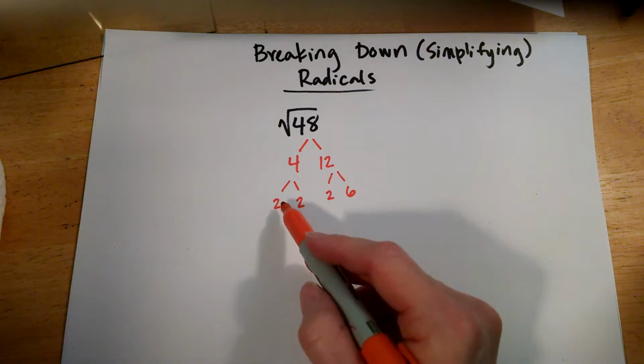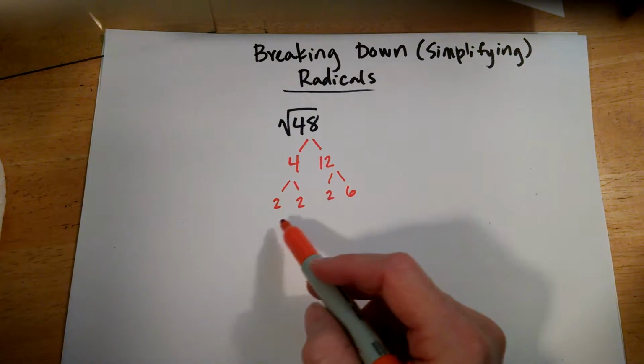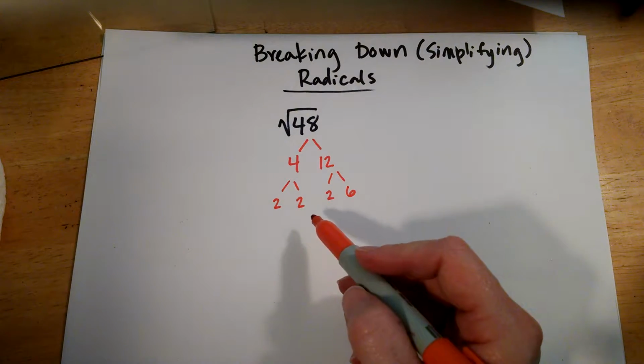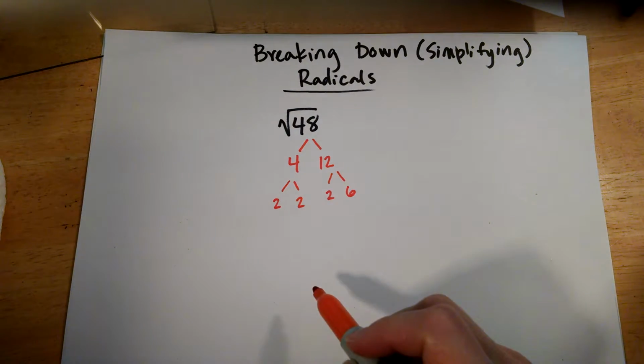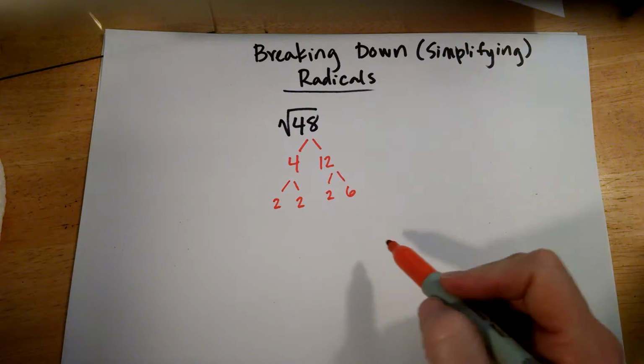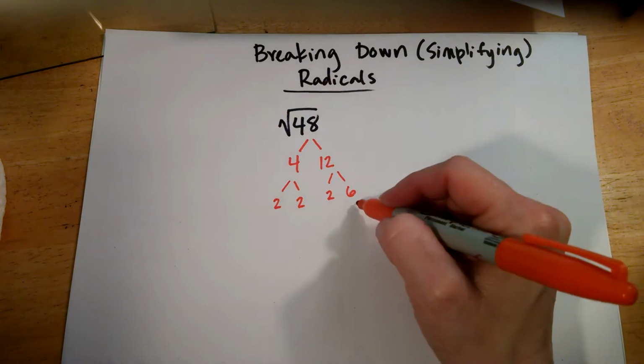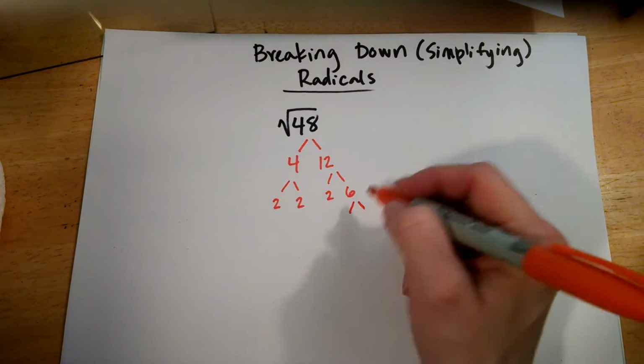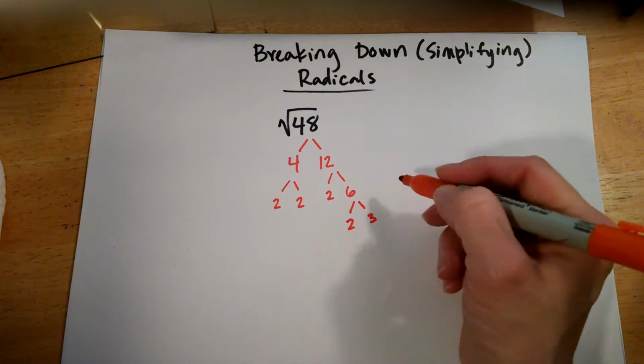Okay, so now with the 4 I broke it down to 2 and 2. I can't go any lower than this. 2 is a prime number, so I'm stopping there. Now with this one I have 2 times 6. 2 is a prime number, but 6 is not. We can still break that down. 6 is 2 times 3.